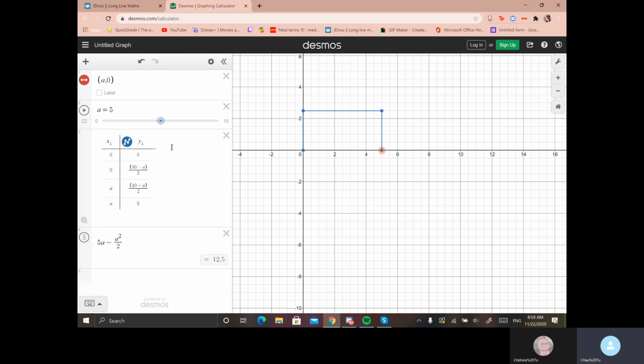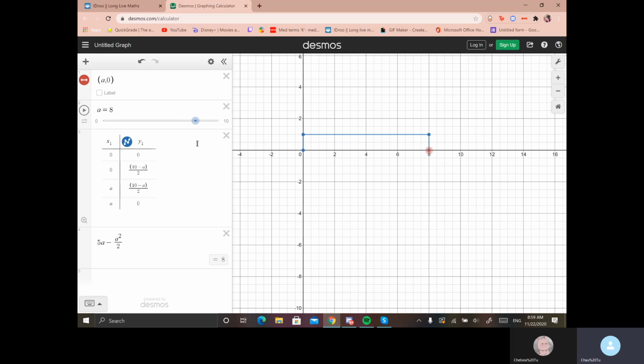Do you get it? Okay, slide a to 8. Earlier, we said that when it's at 8, the area would be 8 as well. Look, it tells you the area right at the bottom: the area is 8. Can you see it?